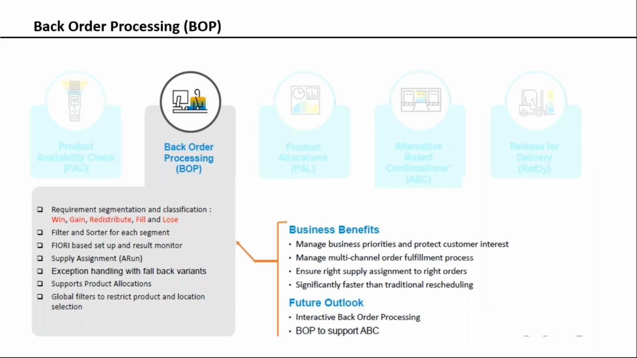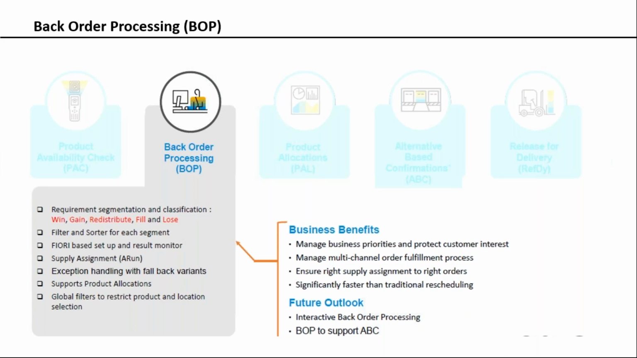Then if we come to the BOP, the main objective of BOP is to confirm the unconfirmed orders based on available inventory, or to redistribute the confirmed orders, or redistribute available quantities to the different orders. That means deconfirming low priority orders and confirming to the high priority orders, based on certain sort criteria.